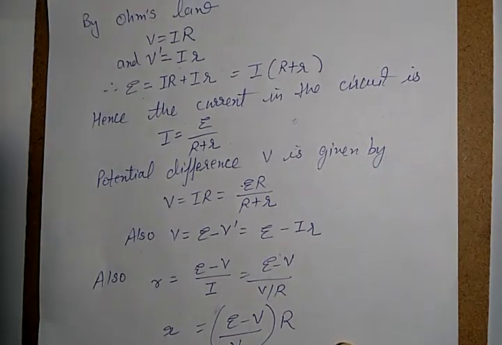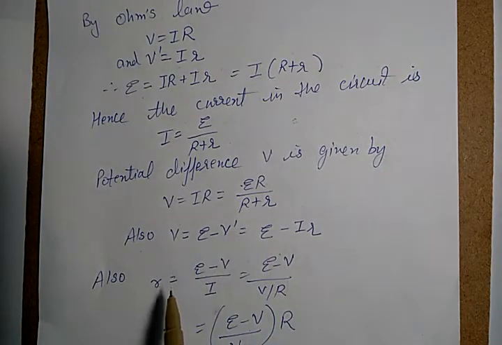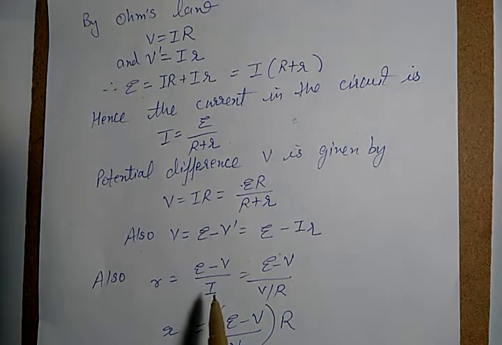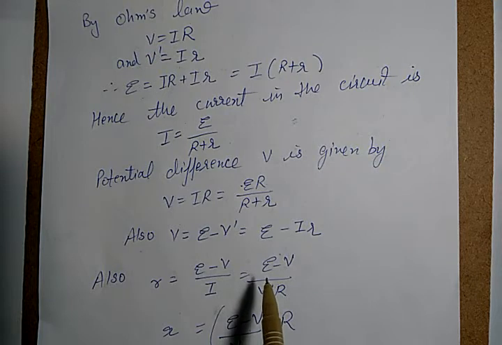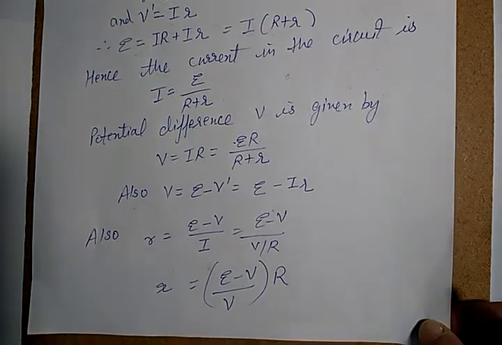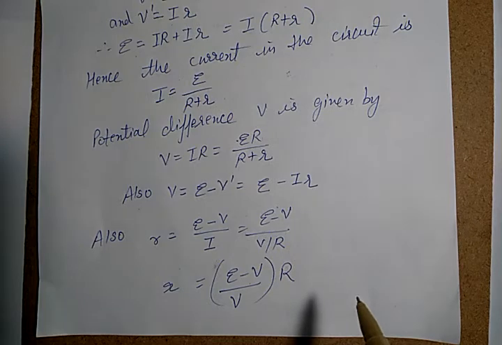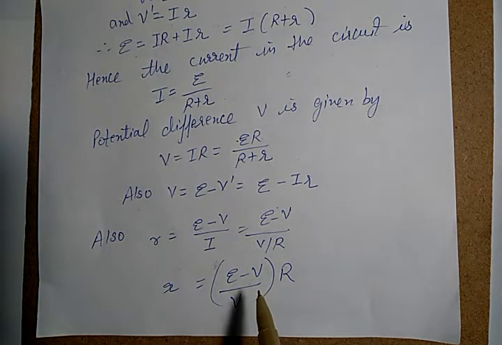So we are having r from this is equal to E minus V upon I, putting Ohm's law here, and we are having E minus V upon V by R, and this internal resistance r comes out to be E minus V divided by V into R.